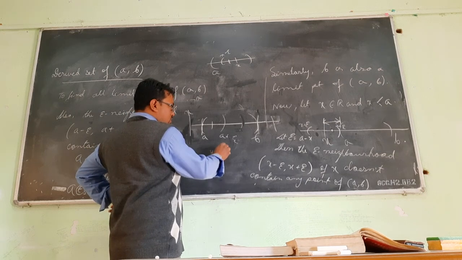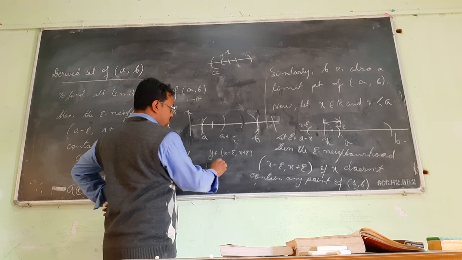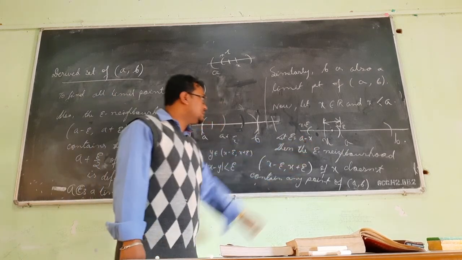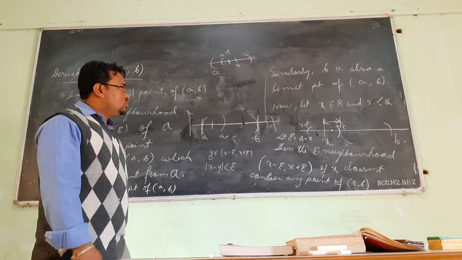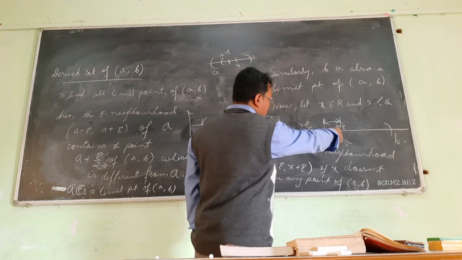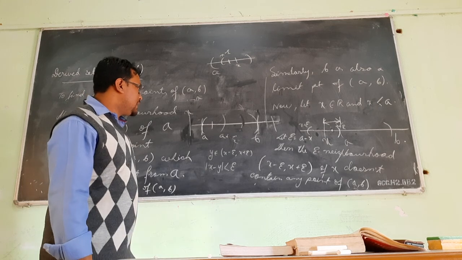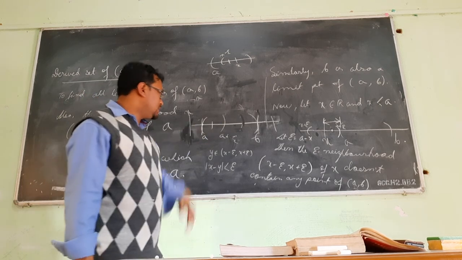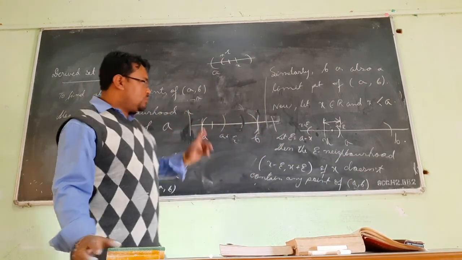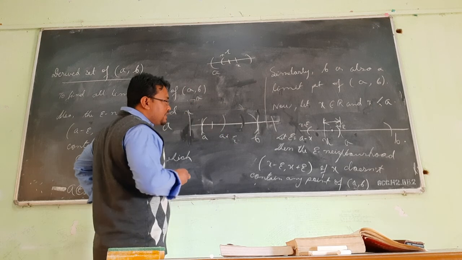Because if you take Y belonging to X minus epsilon to X plus epsilon, then the distance between X and Y is strictly less than epsilon. So it is strictly less than this distance A minus X, so it cannot be. The distance of any point here from A is strictly less than epsilon, so it cannot be inside that interval A minus X. Just from the diagram itself you can see we have found a neighborhood which doesn't contain any point of AB. So this point cannot be a limit point.